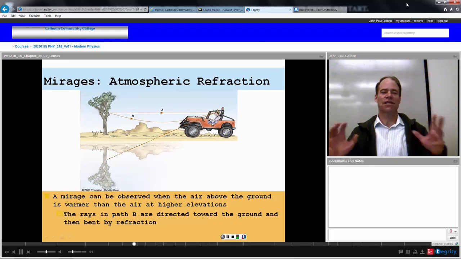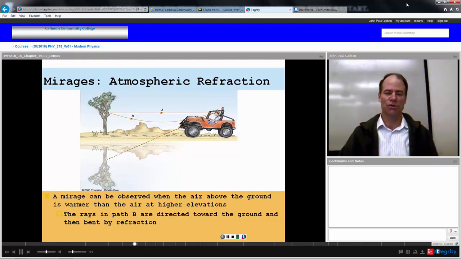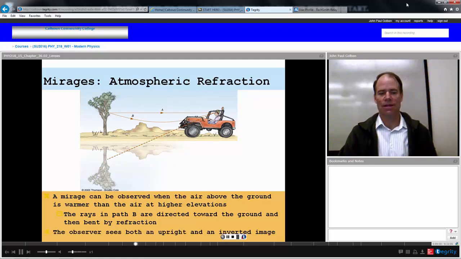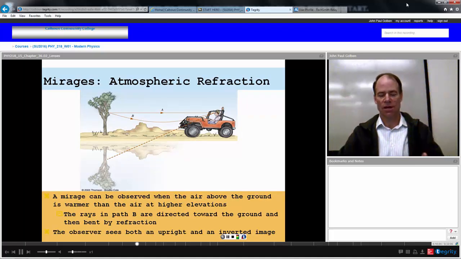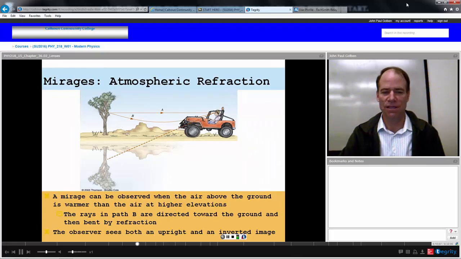So you're going to see a second image of the same tree. The second image will actually be inverted. And so you'll see two images, one the direct image and one the inverted image of the light that has been bent because of the heated ground.